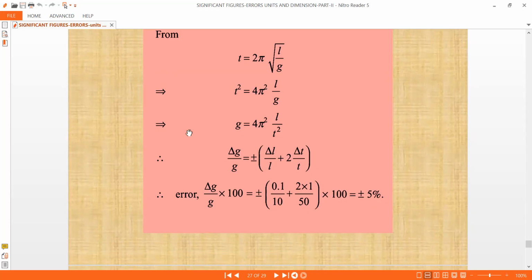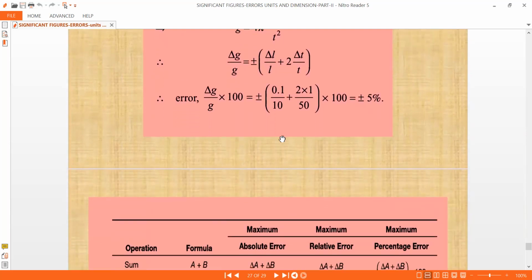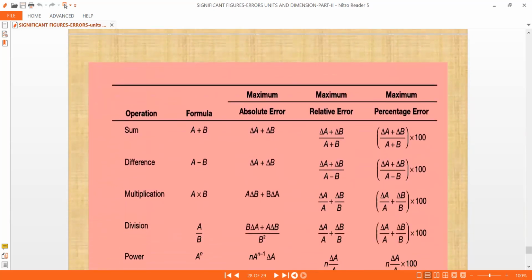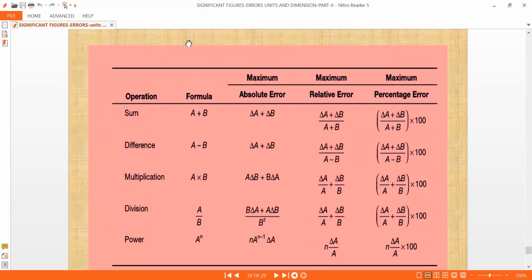So with these ideas, I think we are coming to the close of this error analysis. And then there's a chart which shows how the errors propagate in different conditions. When you have the sum, you have delta A plus delta B, and relative error is delta A plus delta B divided by A plus B. And the percentage error is that multiplied by 100. And the difference A minus B, same delta A plus delta B. You should never subtract the errors. And then here, relative error becomes delta A plus delta B divided by A minus B this time.